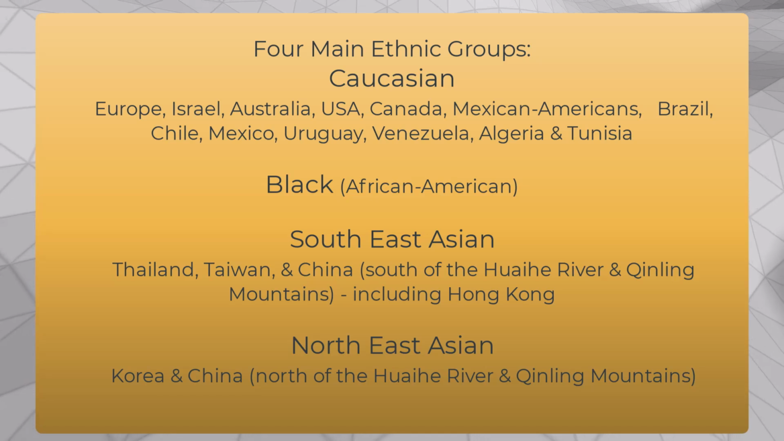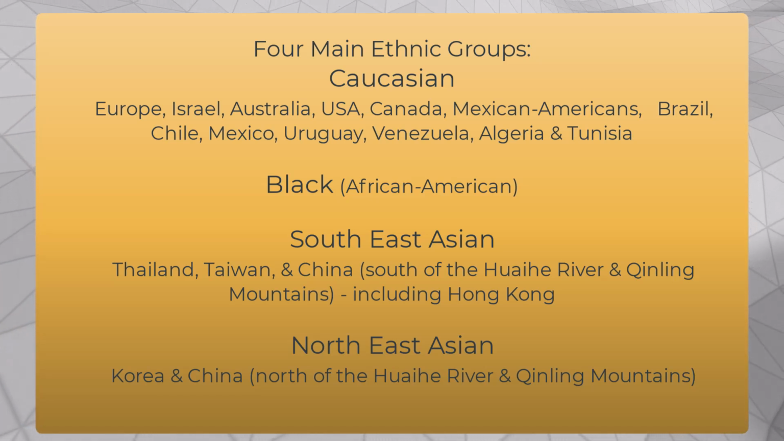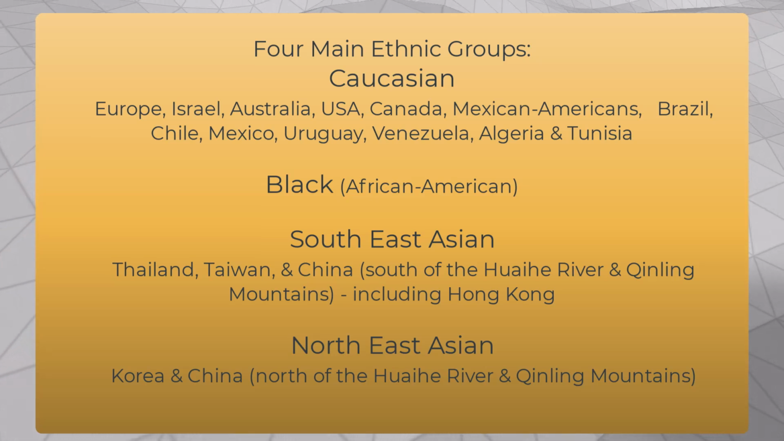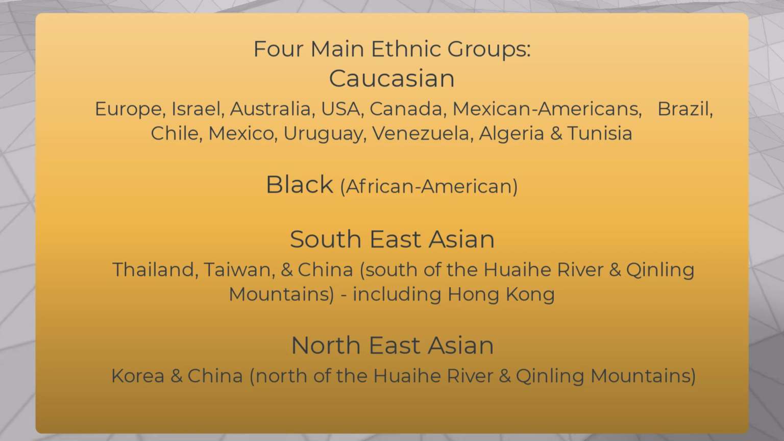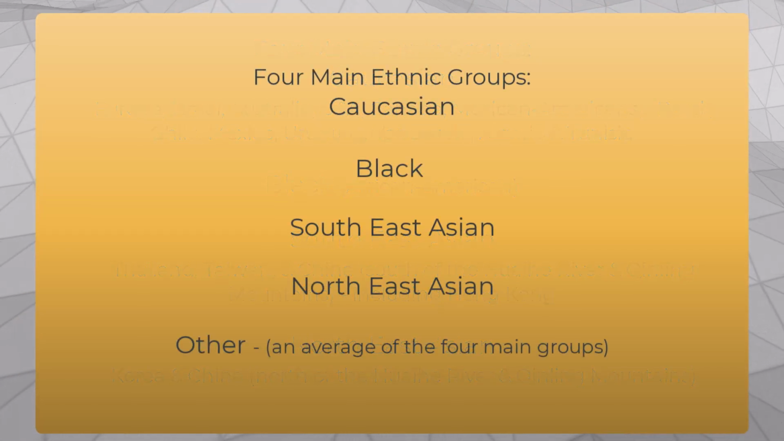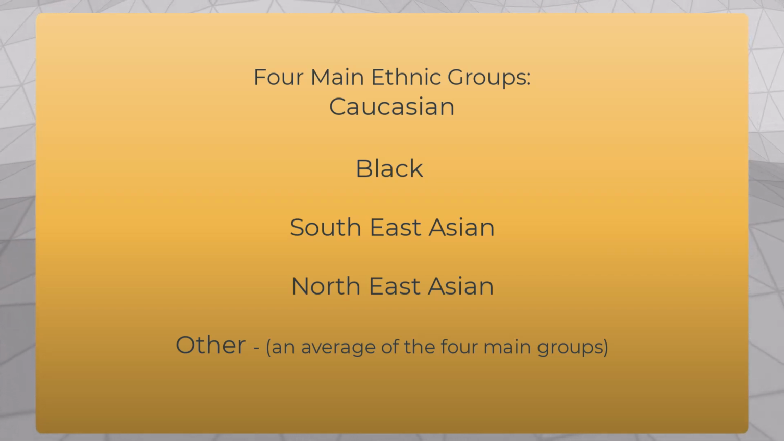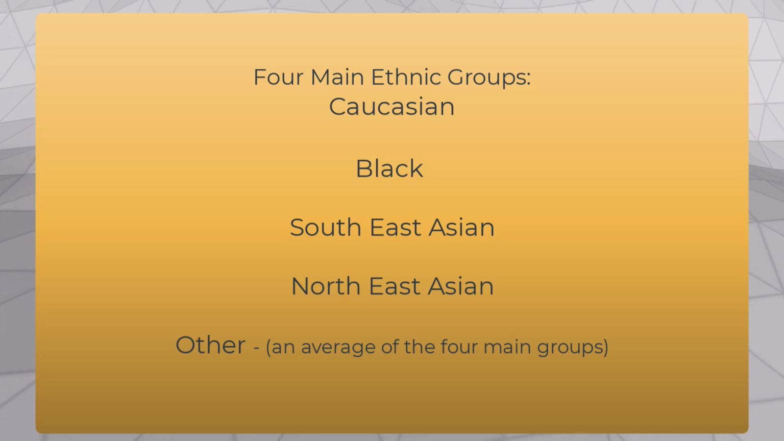From this data, GLI was able to pull together all of the data and create 4 main ethnic groups: Caucasian, Black, Southeast Asian, and Northeast Asian. These groups combined subgroups from different regions of the world. GLI also created a 5th group called Other, which corresponds to groups outside the 4 main groups. Other takes the average of the 4 main ethnic groups and was to be used until a more appropriate solution was developed.